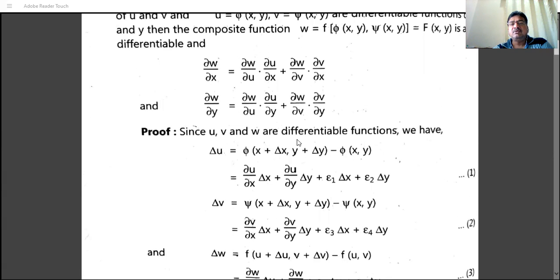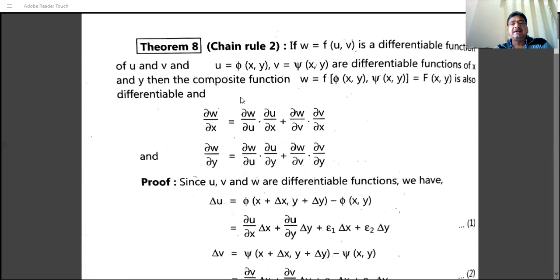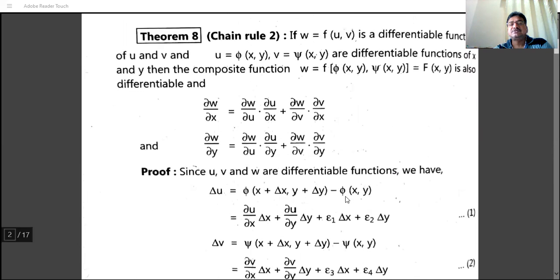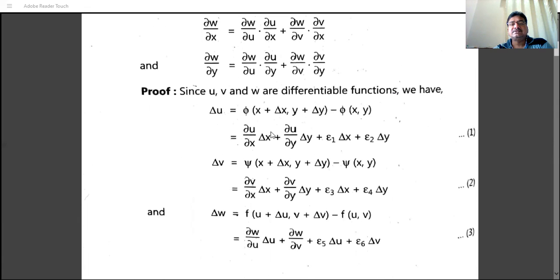Since u, v, w are all differentiable functions, by using the definition of differentiable function, delta u, the increment in u, is phi(x plus delta x, y plus delta y) minus phi(x,y), which is equal to delta u by delta x, delta u by delta y, epsilon 1 delta x plus epsilon 2 delta y, because u is a differentiable function of x and y. So what is the definition of differentiable function? That delta f is equal to h, what is the notation for h, delta x, h fx... so fx means what?